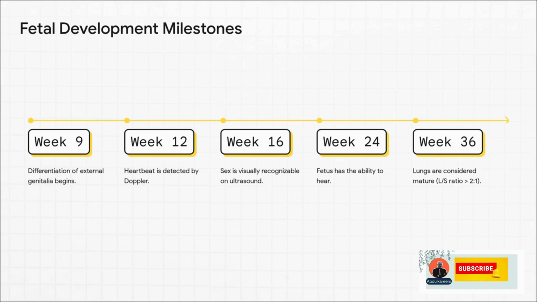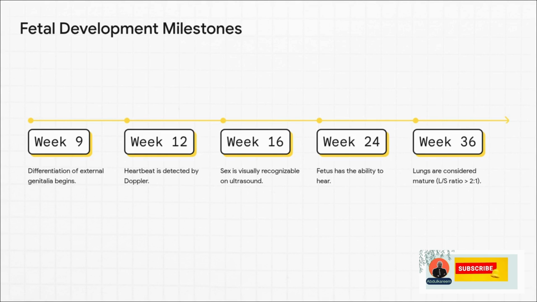Now, pay really close attention here. Notice at week 9, it says differentiation begins. But then down at week 16, it says the sex is visually recognizable. See the difference? One is when a process starts, the other is when you can actually see the result.